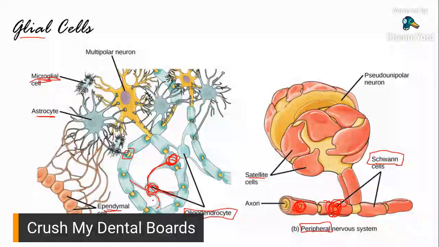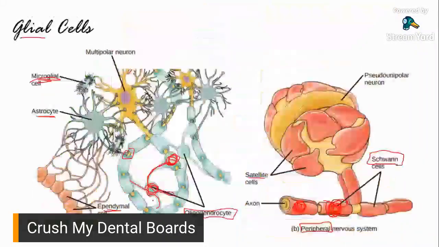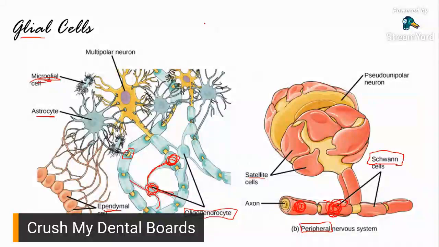So again, make that distinction clear between your oligodendrocyte versus your Schwann cell. Okay? Another thing that you have to remember regarding your peripheral nervous system and your Schwann cells.